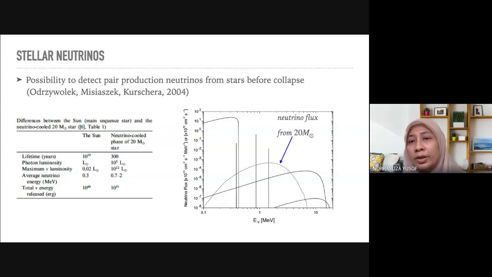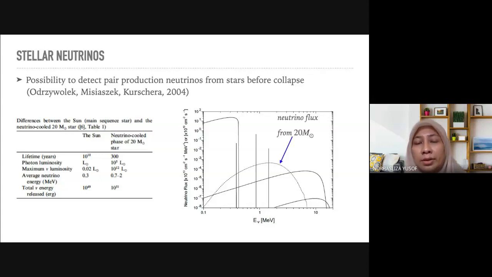Okay, so here we see what Rizolek presented, the difference between the sun and a 20 solar mass star, which falls under the category of massive star. He looked at the lifetime of the sun and of this massive star. You can see that the sun's age is very long compared to the massive star, which is around 300 years, and this is only at the main sequence, meaning during hydrogen burning. The photon luminosity, photon meaning what we observe using a telescope, is only one for the sun, but around 10^5 for the massive star, which means it is more luminous.